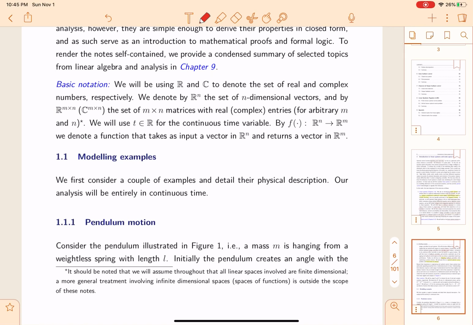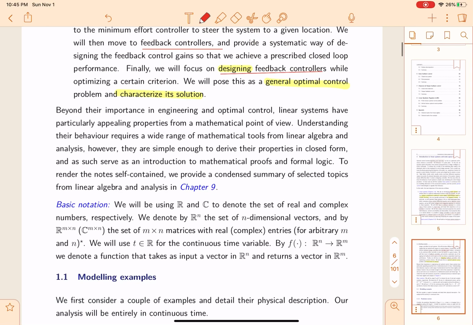So next, we will get to know some notations. We will use R and C to denote the set of real and complex numbers. And R to the n, that is the n-dimensional vectors, and R to the m times n, that is m times n matrix.